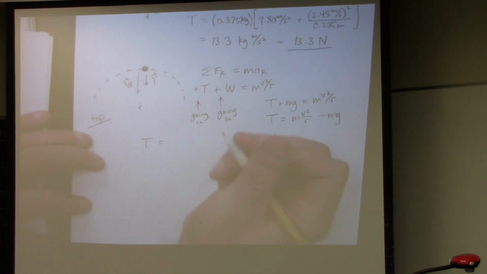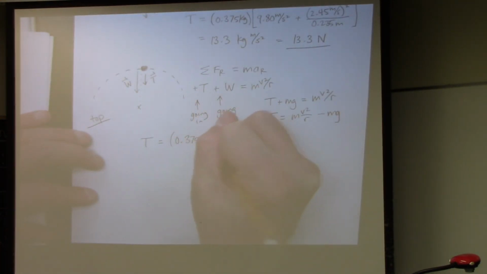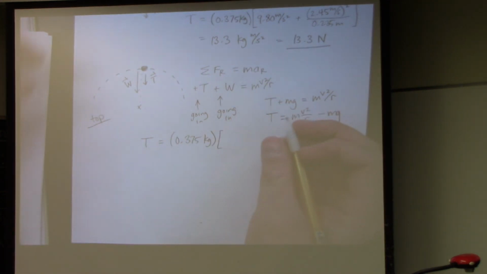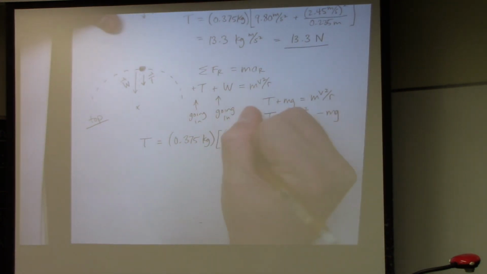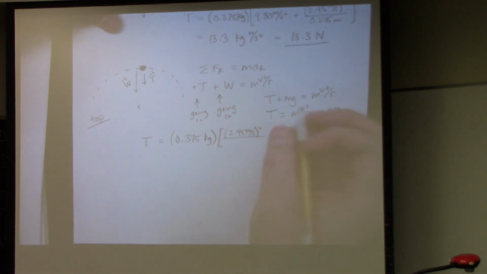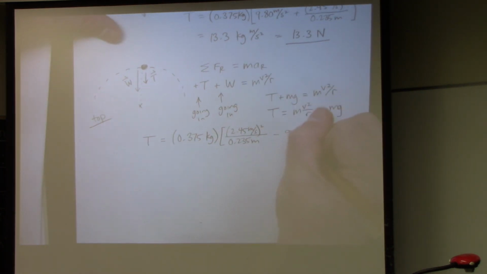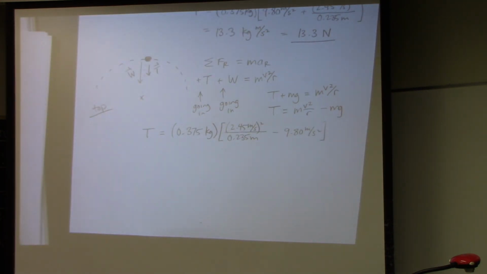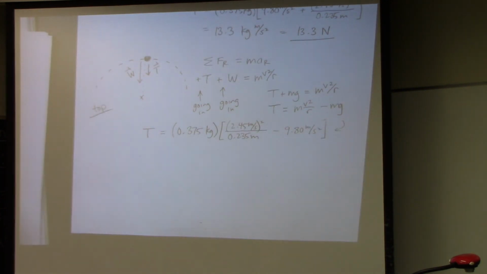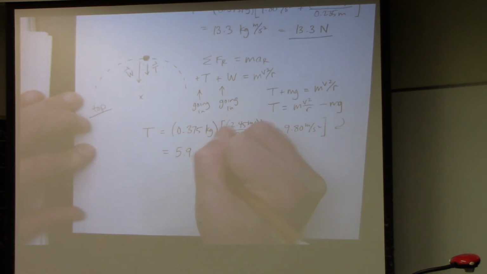T is equal to, the mass can be pulled out just like before, 0.375 kilograms. V squared divided by r, that's going to be 2.45 meters per second. Square that, that's v. Divide by the radius, which is again 0.235 meters. And then subtract g, which is 9.8 meters per second squared. So that's just what we derived as a formula with the numbers plugged into it. And if you make this calculation, you should be getting 5.9 newtons.